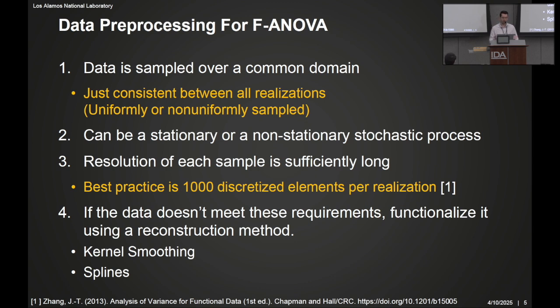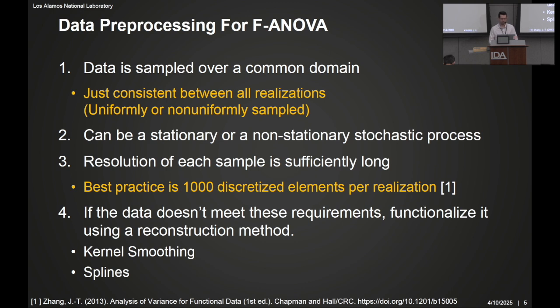It can be non-uniformly sampled, but it just has to be consistent among all the realizations. We can't have one realization at time equals 1 and the second realization at 1.2. They're not happening over the same moment in time. It can be a stationary or non-stationary stochastic process, so either one.